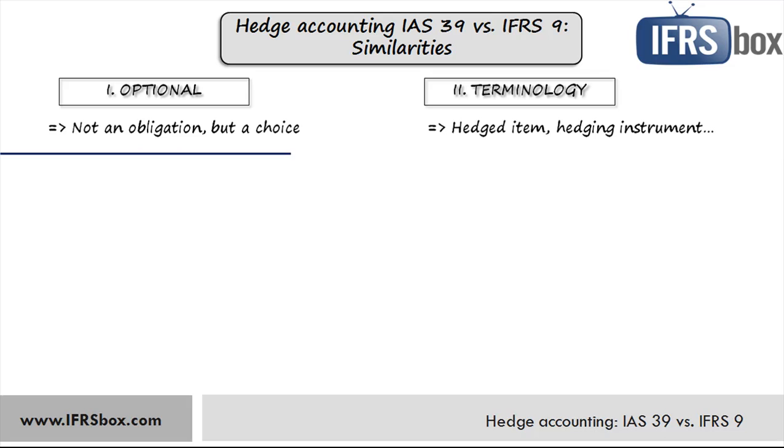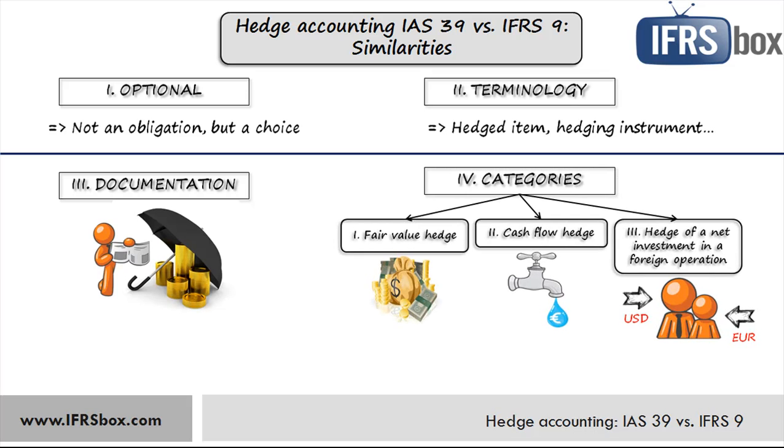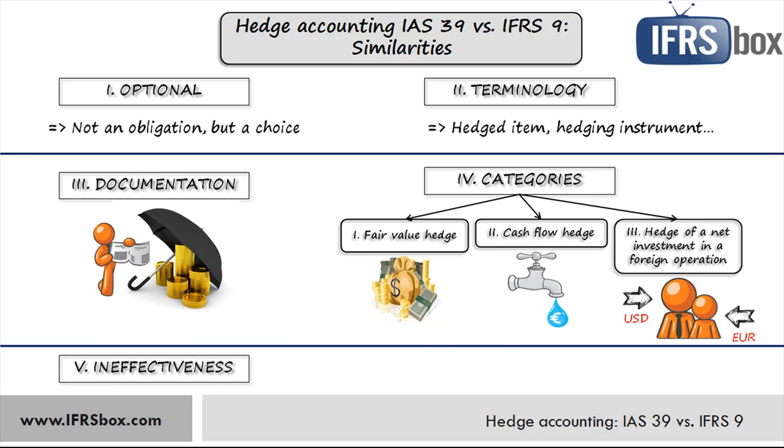Next, both standards require documenting a hedge relationship, so if you want to apply hedge accounting, you should document your hedging strategy. Both IAS 39 and IFRS 9 arrange the hedge accounting for the same categories: fair value hedge, cash flow hedge, and net investment hedge. The mechanics of the hedge accounting is basically the same. Both IAS 39 and IFRS 9 require accounting for any hedge ineffectiveness in profit or loss. Well, there is an exception related to hedge of equity investment designated at fair value through other comprehensive income in line with IFRS 9.